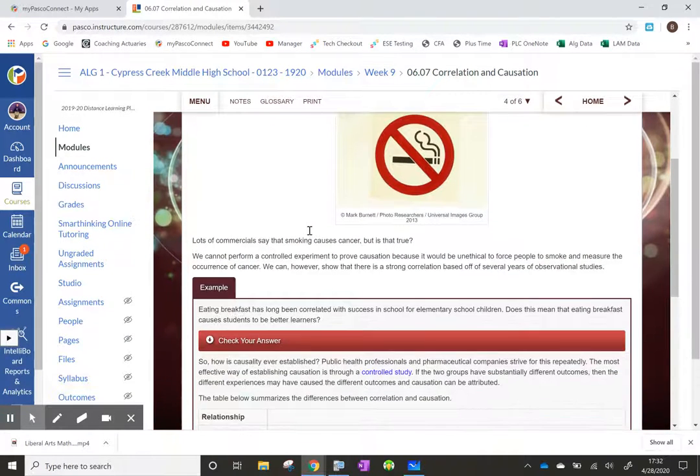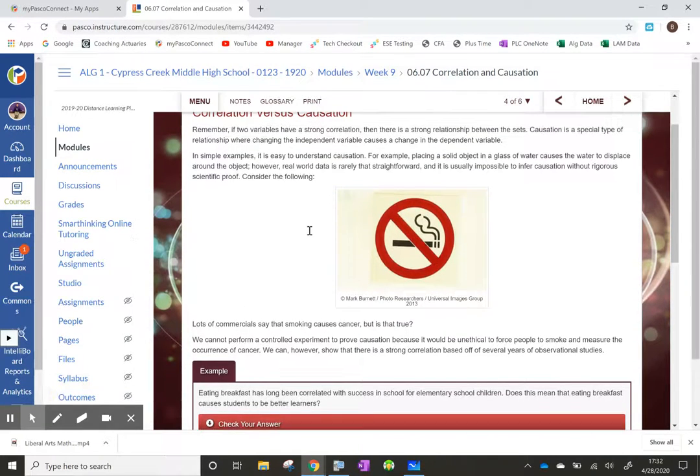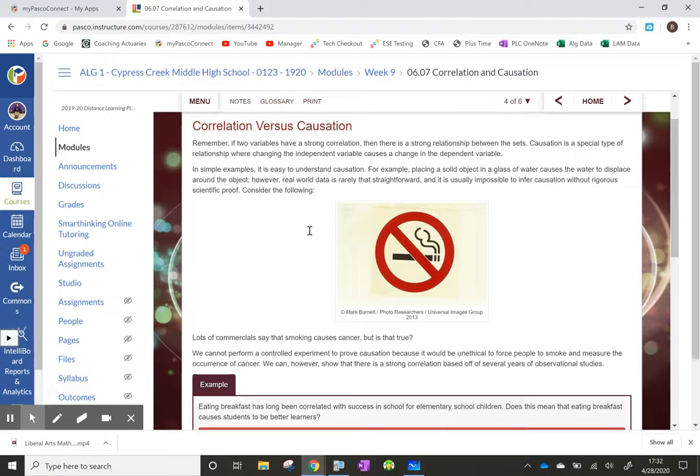So correlation again versus causation. It's well known that smoking can cause cancer, right? But there's no definitive proof because we can't just go out and make an experiment where we say, hey, here's a bunch of people, we want you guys to smoke a lot, and then we'll see how many of you get cancer. That's not really ethical, right? That's illegal. So you can't really conduct an experiment. But what you can do is just take real world data and analyze it.